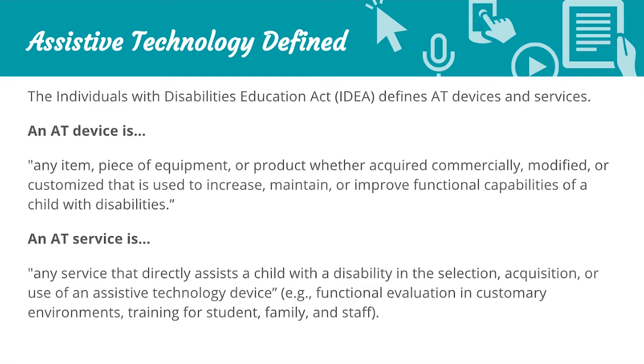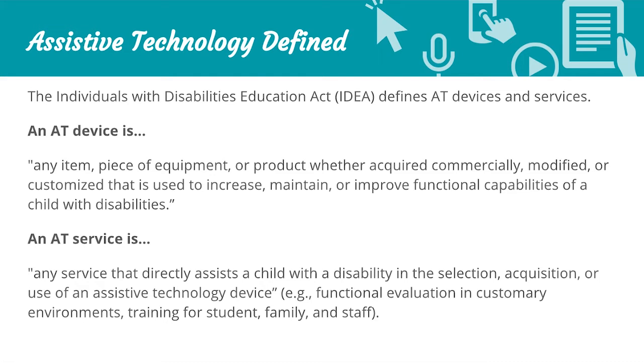So we're going to look a little bit closer at the definition of assistive technology. According to the IDEA, AT devices and services are defined as the following. A device is any piece of equipment or product, whether acquired commercially, modified, or customized, that is to increase, maintain, or improve functional capabilities of a child with disabilities.